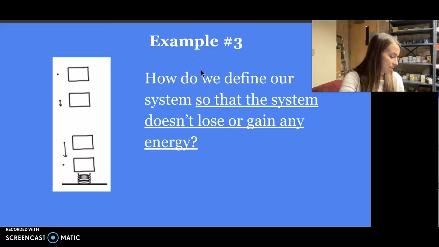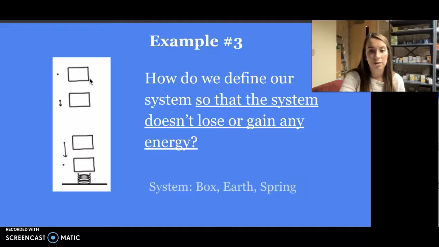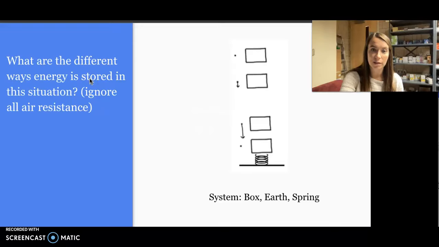One more example, example number 3. So there's a block falling and then it comes to rest on a spring. So what are we going to put in our system this time? Well, the block, because it's moving. The earth, because there's a change in height, so we want to talk about gravitational potential energy. And the spring we should put in our system. So box, earth, spring. Again, if I'm going fast, feel free to pause. That's the best part about a video.